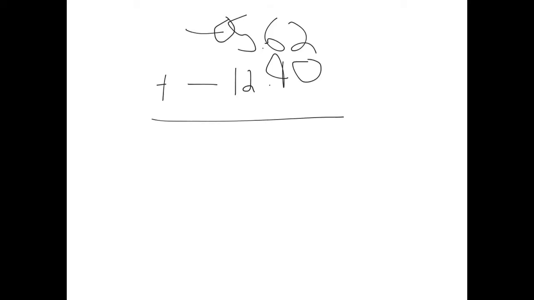Now, let's add. 2 plus 0 equals 2. 6 plus 9 equals 15. Carry the 1. 6 plus 2 equals 8. And 0 plus 1 is 1. Now, we must add our decimal. That is how you add decimals.